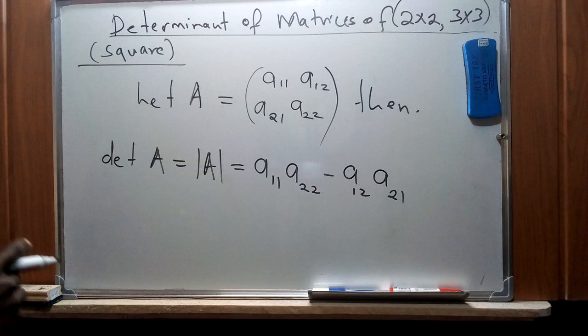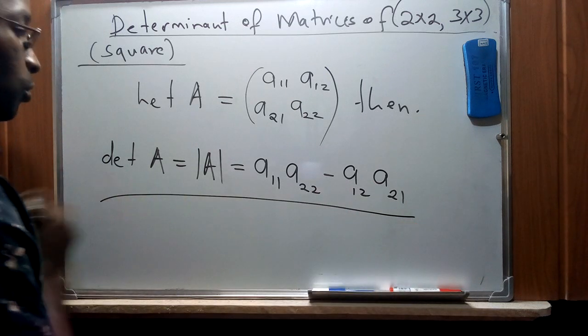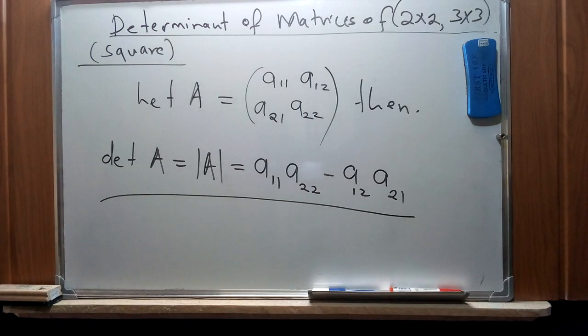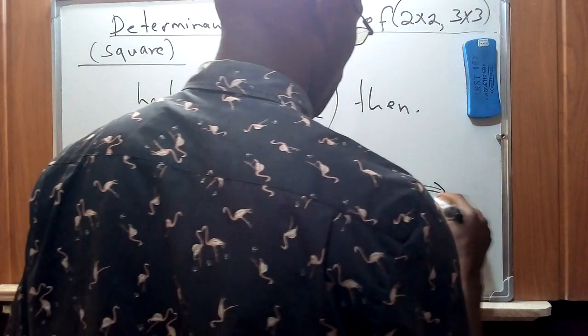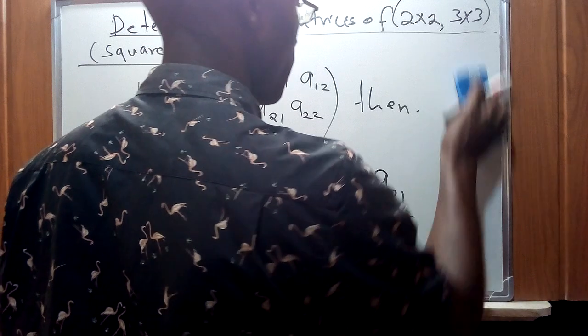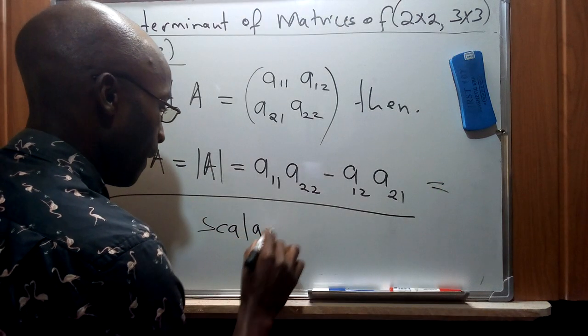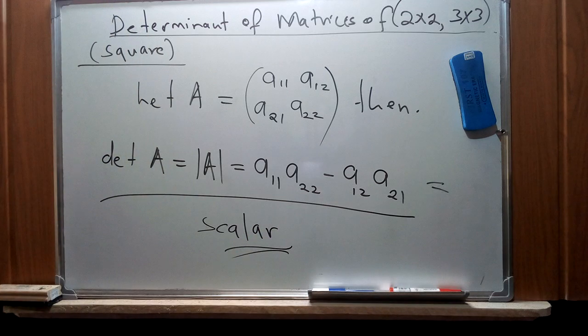This is the general representation of a 2 by 2 matrix A, and this symbol represents the determinant of that matrix. The answer for this is going to be a scalar. Bear in mind that we had a different definition for the 1 by n matrices, which we refer to as a vector. For this case, the determinant is a scalar quantity.